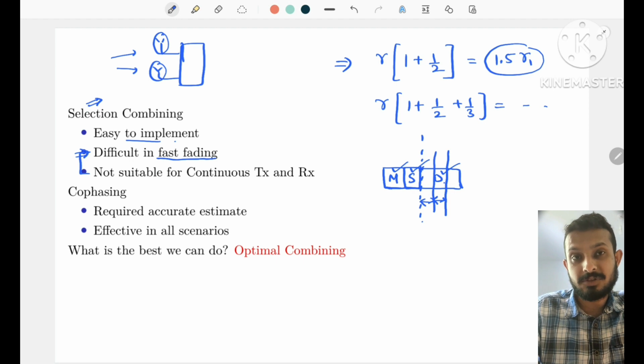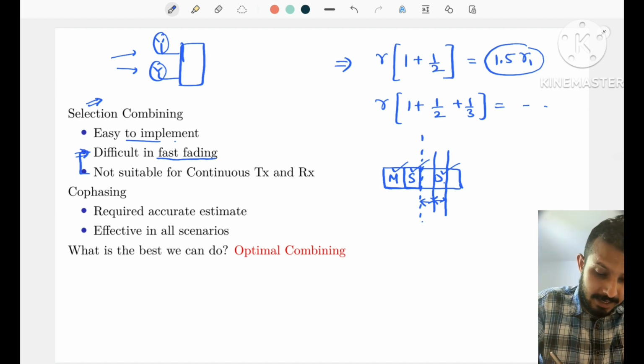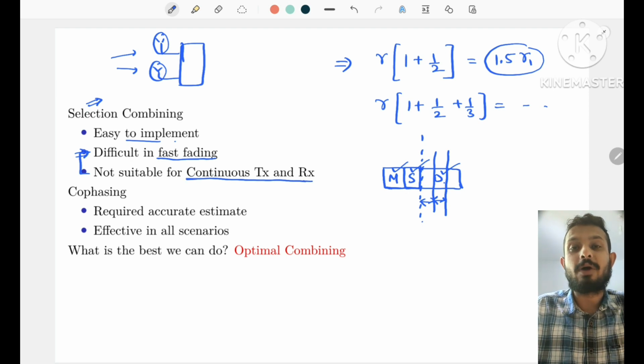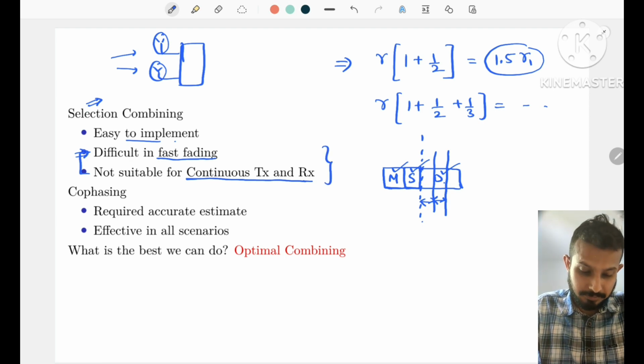Or maybe if the channel is changing very fast, what you have selected is not valid for the next time instant. And again, the same holds for continuous transmission and reception. When you have a continuous signal, you require some time to measure and select, and then you detect. So this is very difficult in case of fast fading and when you have continuous transmissions.